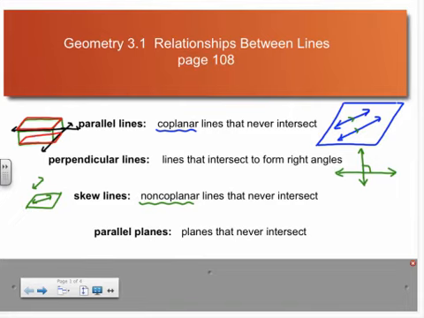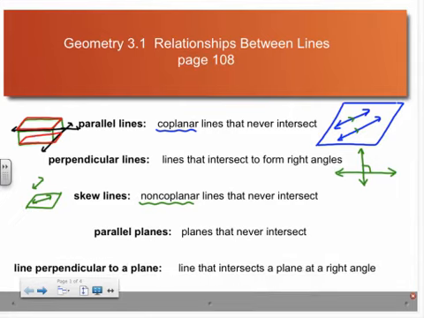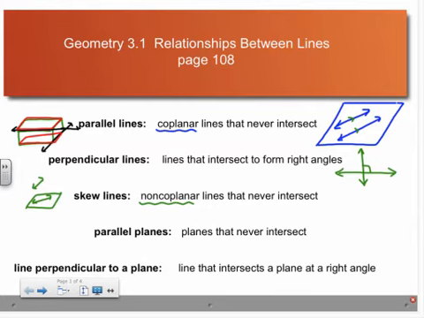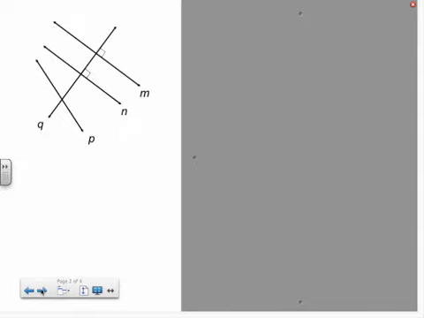My last term for this section is a line perpendicular to a plane. A line that's perpendicular to a plane is just a line that intersects a plane at a right angle. So to draw this, I want to first draw a picture of my plane, and then I want to draw a line intersecting that plane, just like we did in section 1.4, and I'm going to mark that intersection with a right angle marking.